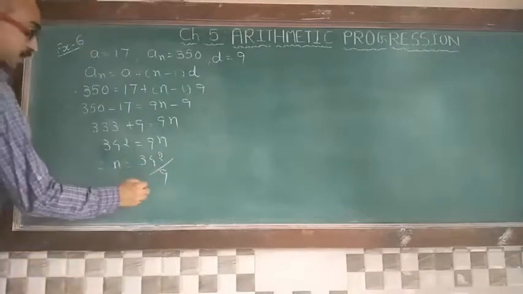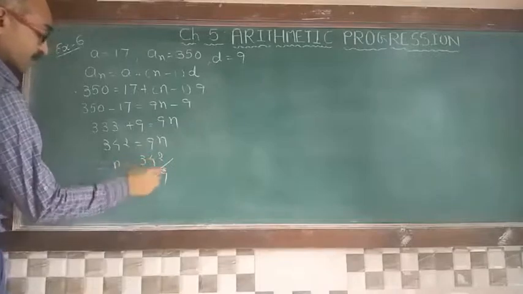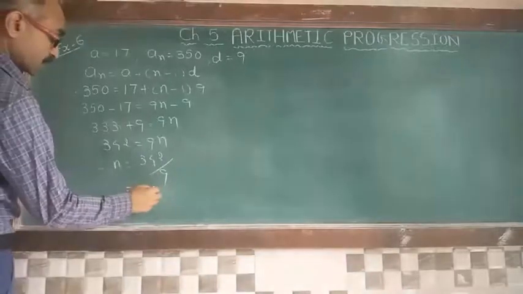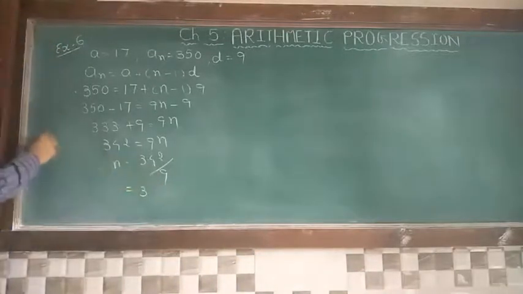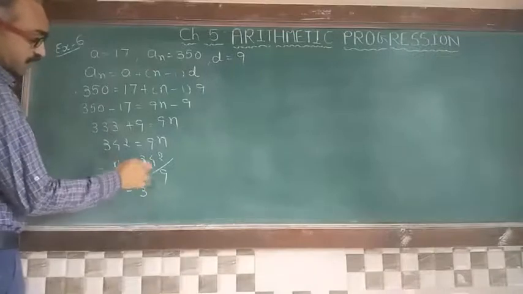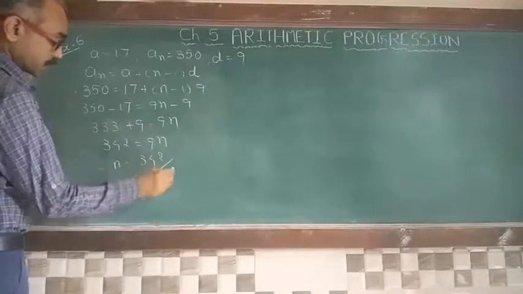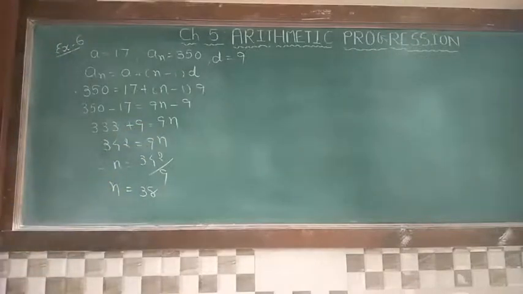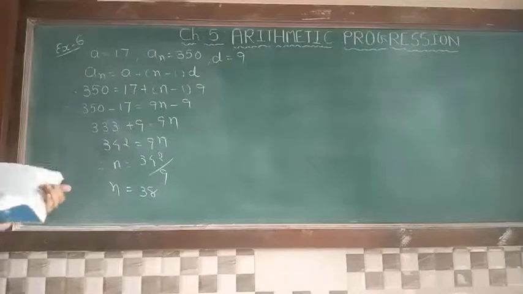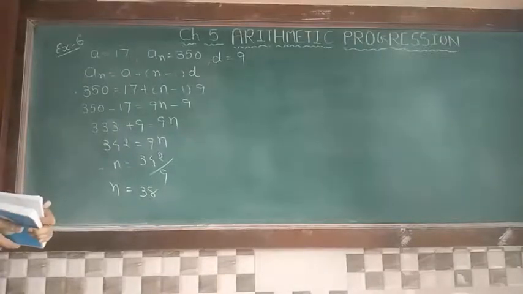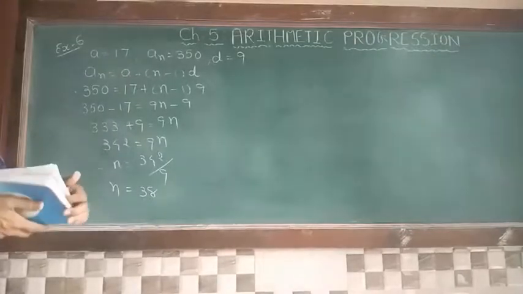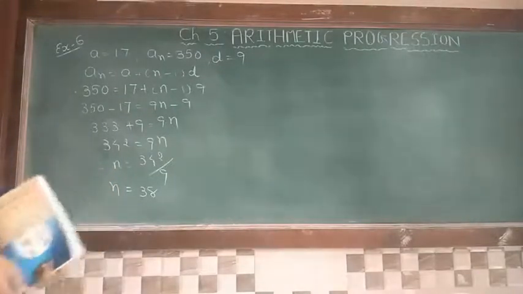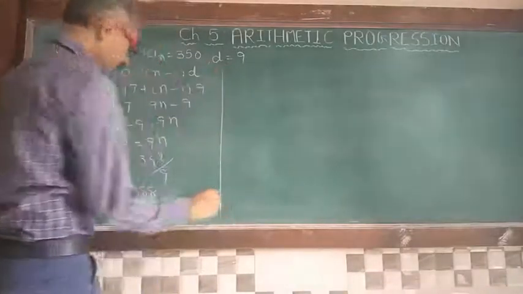So your answer is, 9 3s are 27, and 9 8s are 72. That means n is equal to 38. So this is your number of terms. So 38 terms are there, and the last term is 350. Now you have to find what is their sum. That means you have to find the sum of 38 terms.